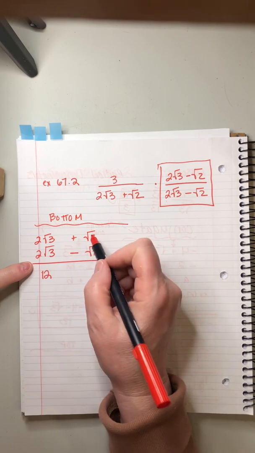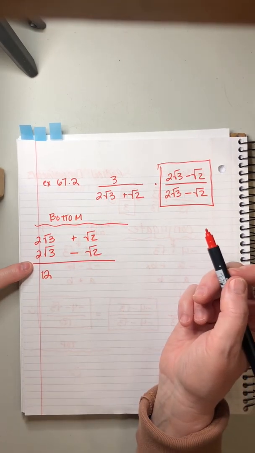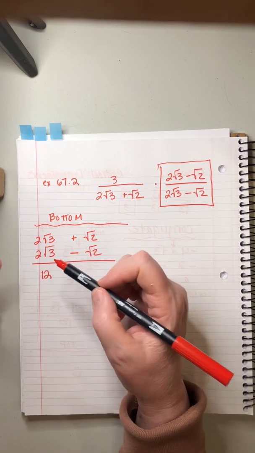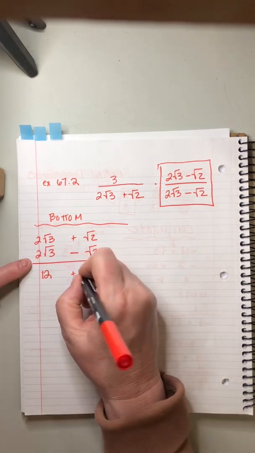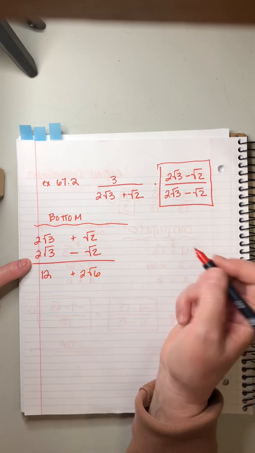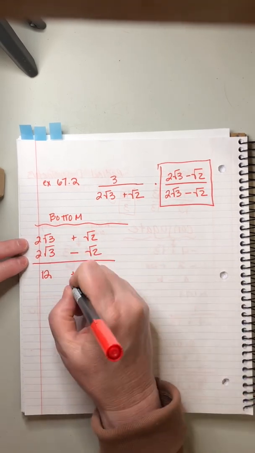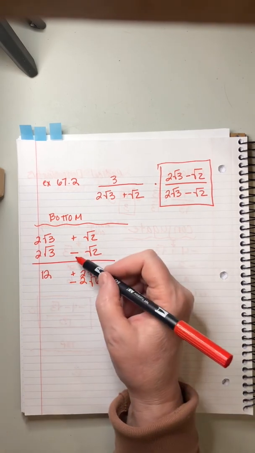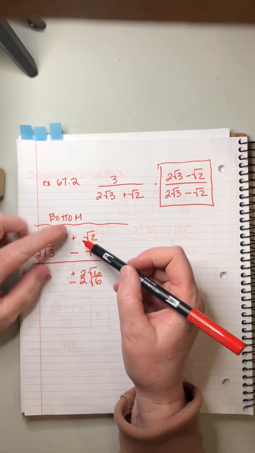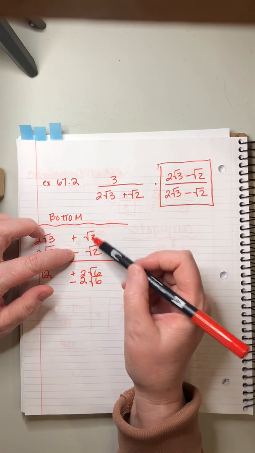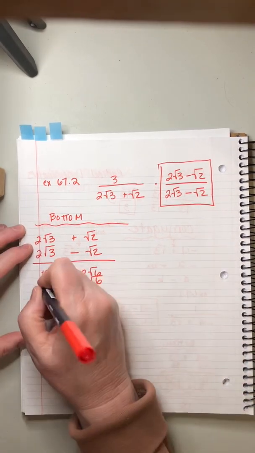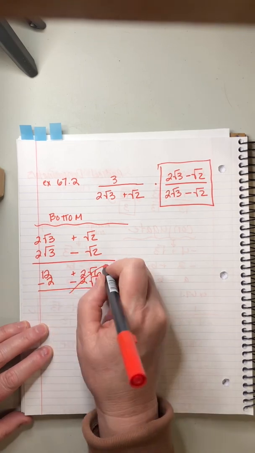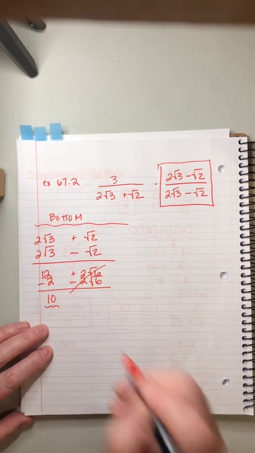Okay, now let's go this way. Let's remember we multiply wolves times wolves, pigs times pigs. This is going to be plus 2 times the square root of 6. Okay, now we go this way and we get minus 2 square root of 6. And now we're going to get a whole number again. It's going to be minus 2. So our new bottom is, that cancels, we get 10. Okay, that looks really good.